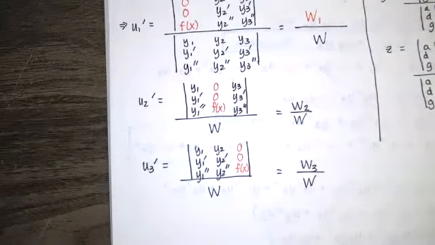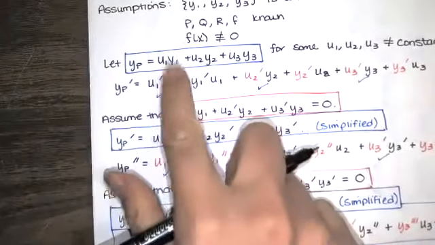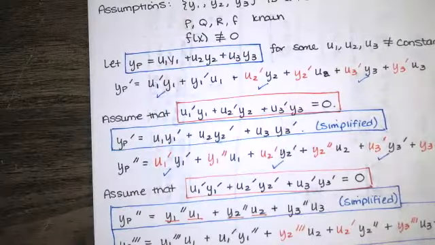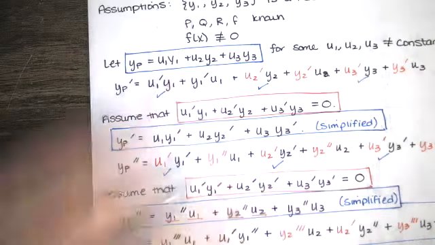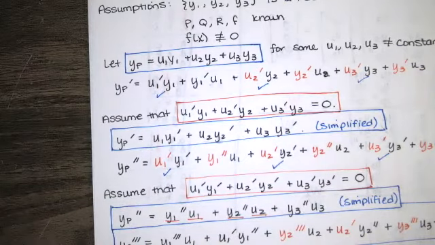Okay, now remember what the goal was. Our goal is to find y sub p. And we said that y sub p has this form. It's u1 y1 plus u2 y2 plus u3 y3, where y1, y2, and y3 are known functions. You've already found them. You can find their derivatives. You can find their second derivatives. You can even find their third derivatives. But we just don't know what u1, u2, and u3 are.